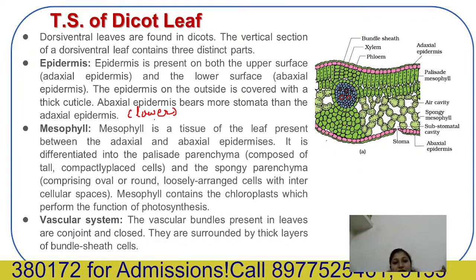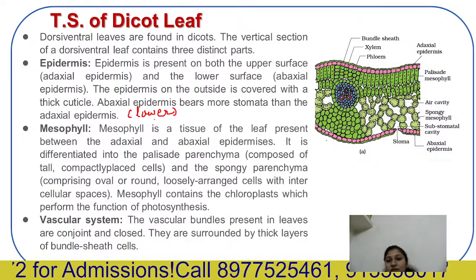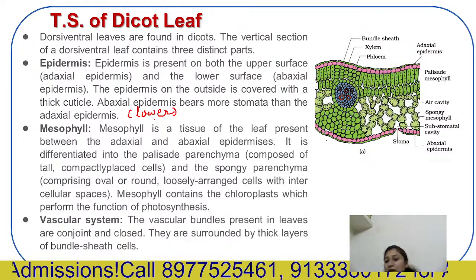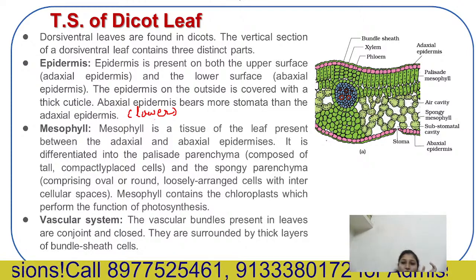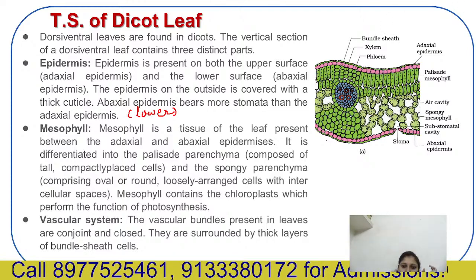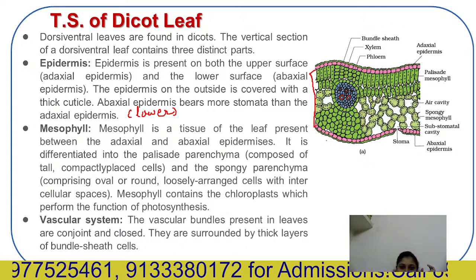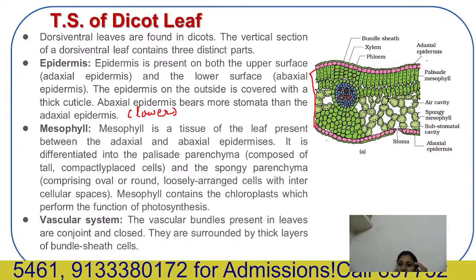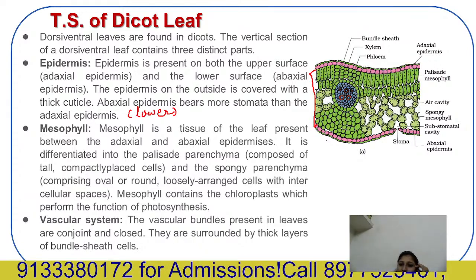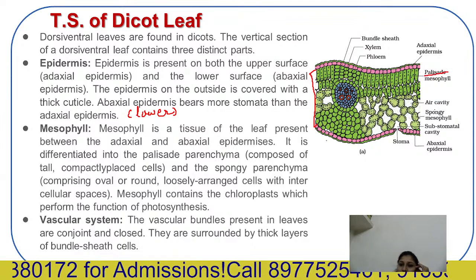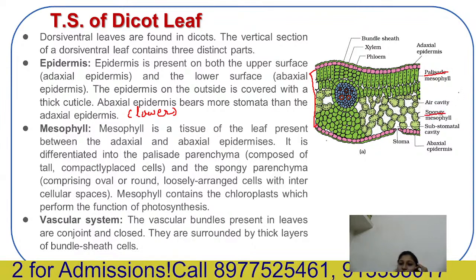Mesophyll cell. Mesophyll is the tissue of the leaf present between the abaxial and adaxial epidermis. So all these tissues are called mesophyll cells. Again, this mesophyll is divided into two types: palisade mesophyll and spongy mesophyll.